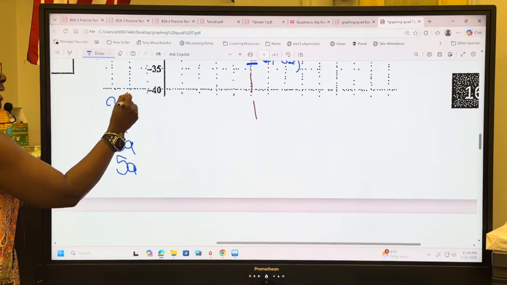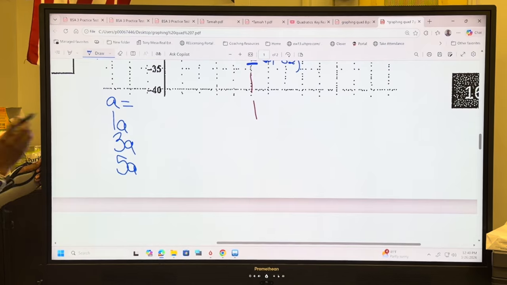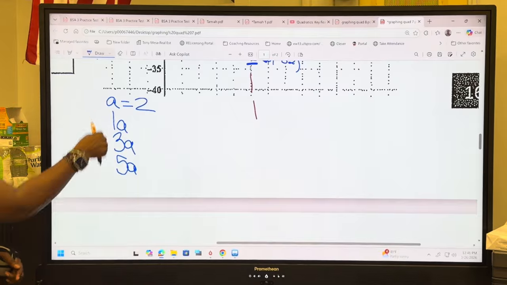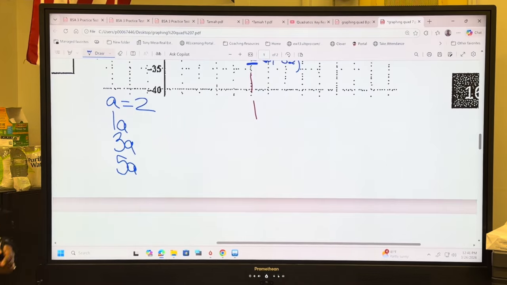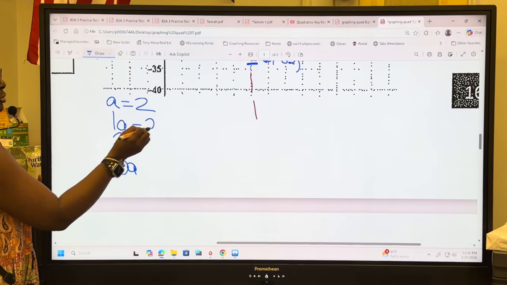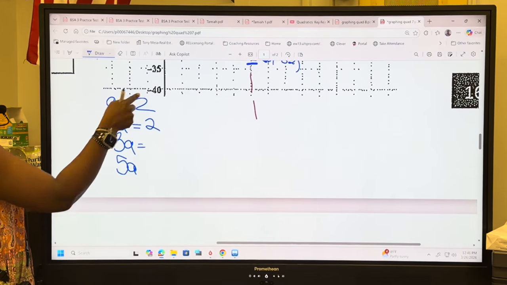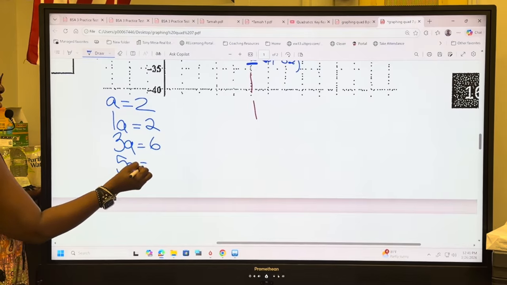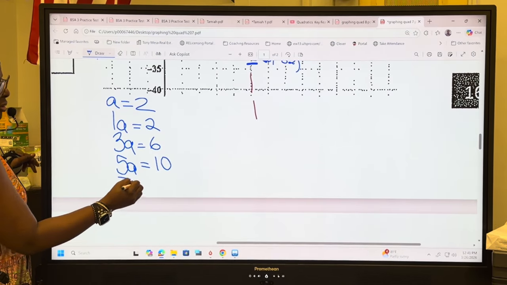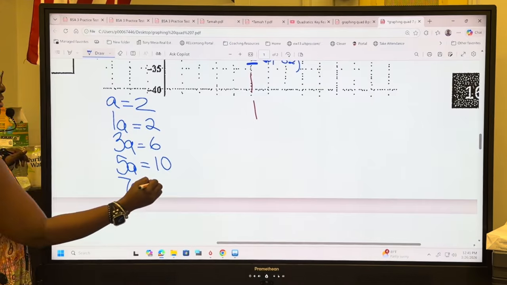All right. What is my A? 2. If that would have been a negative 2, then all the other numbers would have been negative also. Not the 1-3-5, but the results, right? So let's see. What's 1 times 2? 2. What's 3A or 3 times 2? 6. What's 5A or 5 times 2? 10. Just to keep going. What if I had 7A? What would it be? 14.